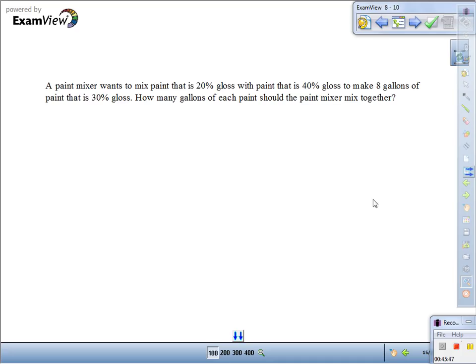So obviously, what kind of setup is this one? Mixture. I'll give you a head start so you can set up your table. Try to not look at the notes. Try to do it by memory first.